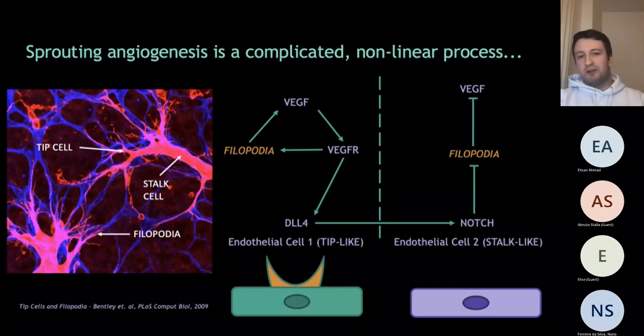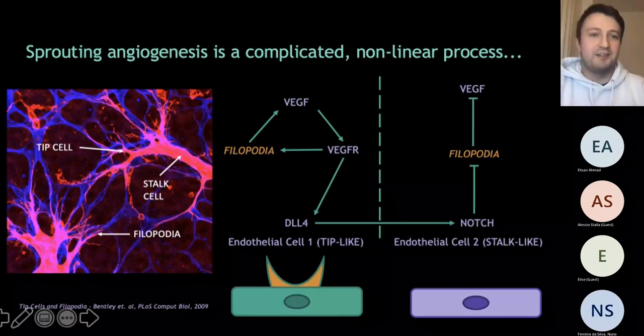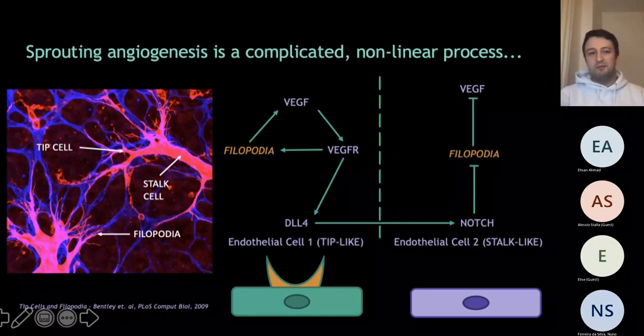But to start us off, I'm afraid I'm going to have to talk a little bit about biology, so bear with me. I'll make it as painless as I can. So our lab at the Crick is interested in a process known as sprouting angiogenesis, which is basically the formation of new blood vessels from existing vasculature.